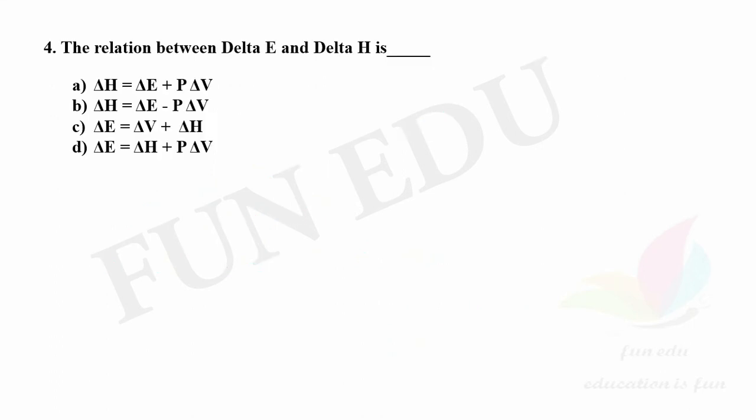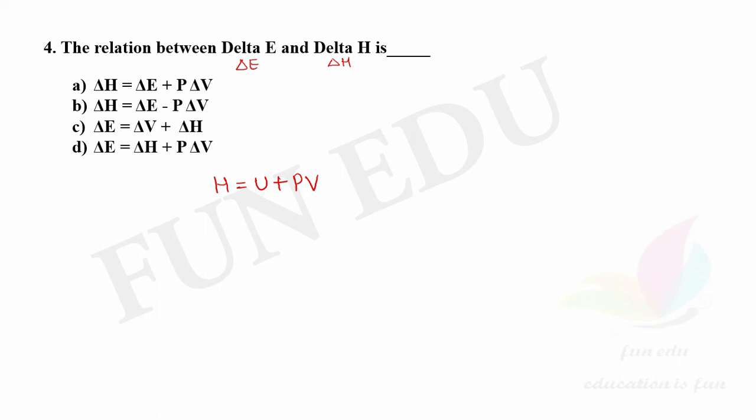Next, the relation between delta E and delta H. Okay, the relation between delta E and delta H is. So you need to find out the relation between delta E and delta H. Now in thermodynamics we have already studied the relation between enthalpy and internal energy. What is that relation? H is equal to U plus PV. Correct? For any given system, the enthalpy and internal energy relation will be H is equal to U plus PV.